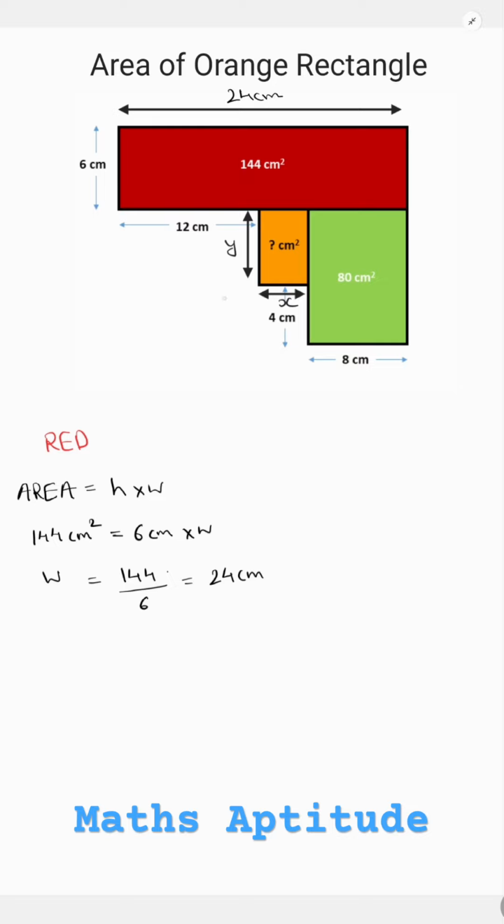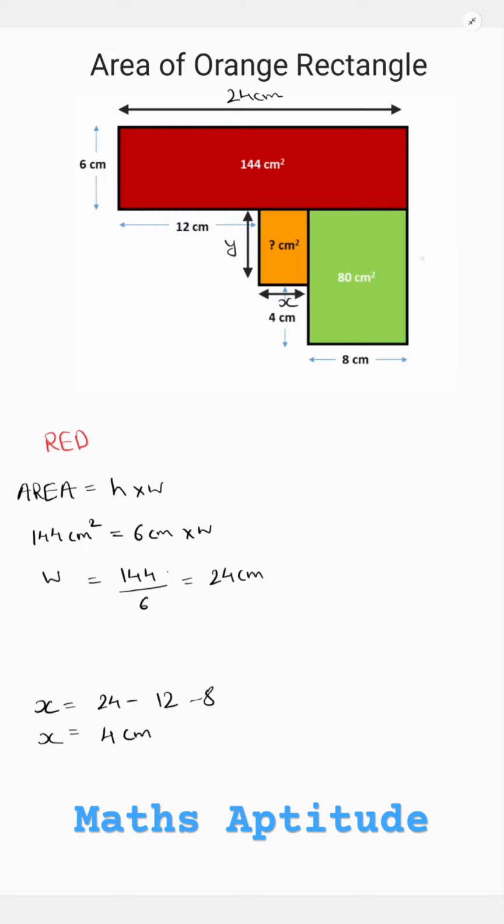So now in order to calculate x, we can subtract 12 and 8 centimeter from the total. So we can write that x is equal to 24 minus 12 minus 8, which is 4 centimeter.